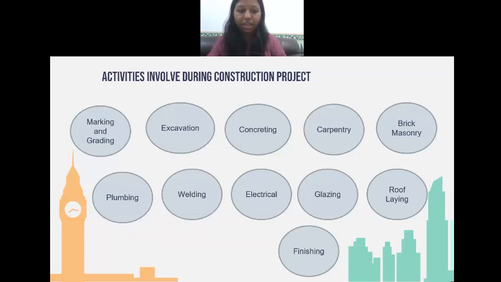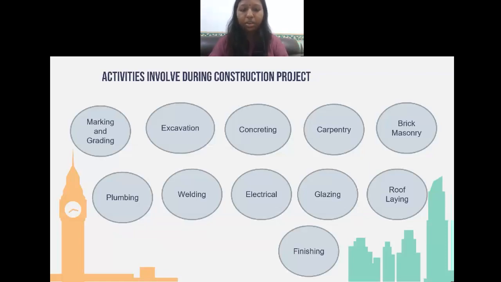Then glazing. Glazing is anything to do with glass windows. In this stage, they will install glass in the construction of a building or a house or a structure. Then roof laying, to ensure protection of the house or building from the elements and have stability. Different methods are used for different constructions and different structures.